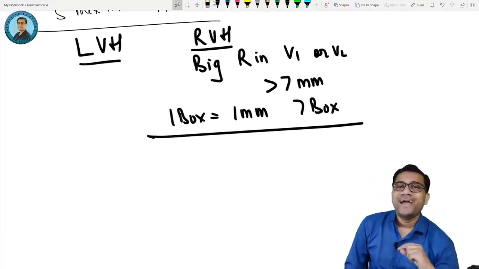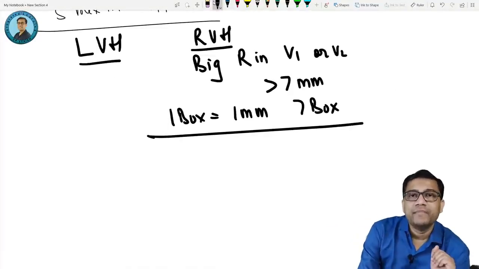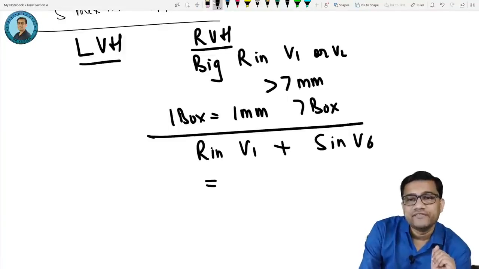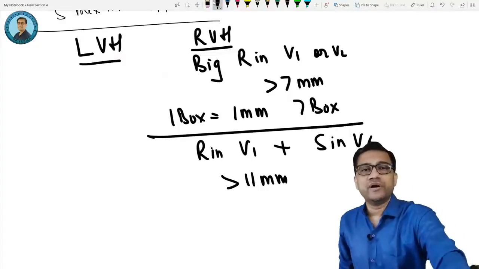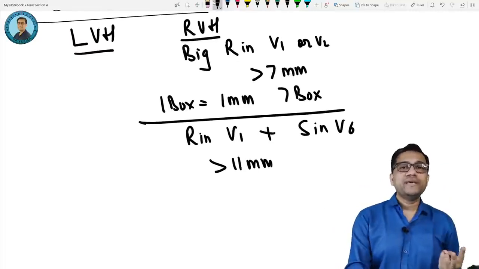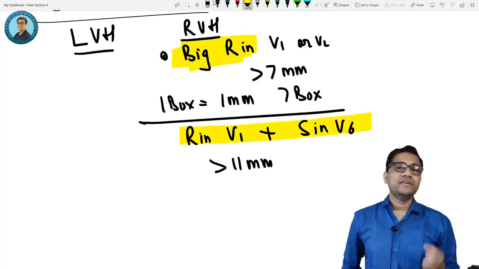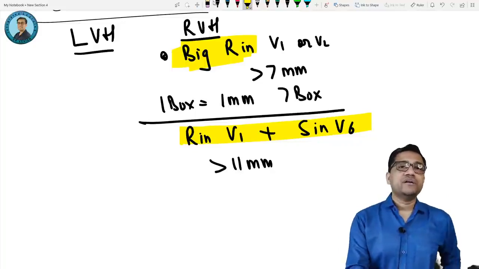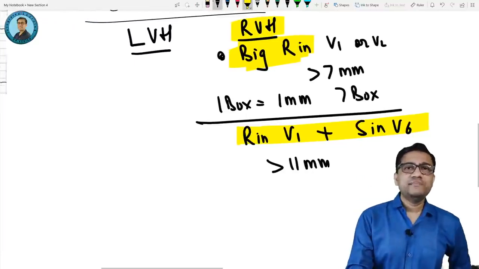And if you take a double criteria, remember, we take R in V1 plus S in V6. If they are more than 11 mm, again it is right ventricular hypertrophy. So the two criteria: one is big R, the main criteria, or R in V1 and S in V6 give you the 11 size. That is right ventricular hypertrophy. Are you clear now?